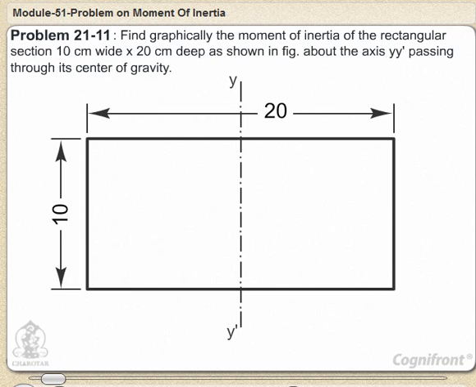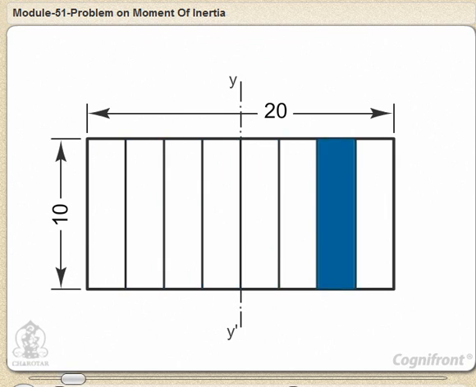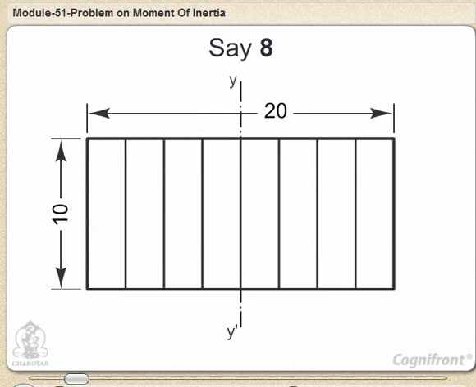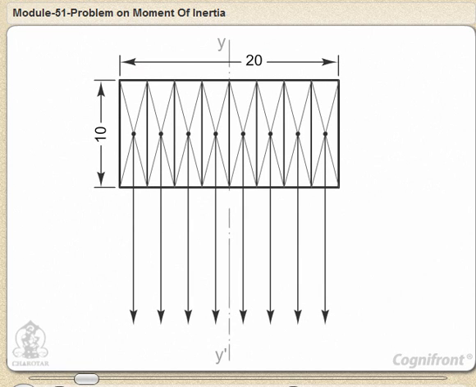Draw the given rectangle to a suitable scale, say 1 cm equals 2 cm, and draw the axis y dash passing through its center of gravity. Divide the rectangle into a number of equal strips, say 8, parallel to the axis. Draw lines of action of forces representing the area of each strip parallel to the axis and passing through the respective centers of gravity of the strips. This is the space diagram.